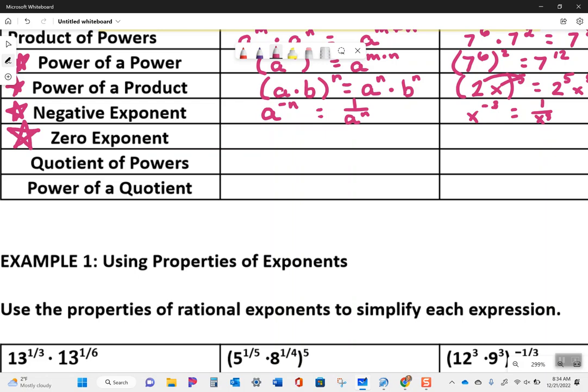Okay. All right, zero exponent. Anything to the 0 power, with the exception of 0, would equal, anybody know what any number to the 0 power is? It's 1. So if I have 9 to the 0 power, what's that going to equal? 1. I will say this, though: a cannot equal 0.